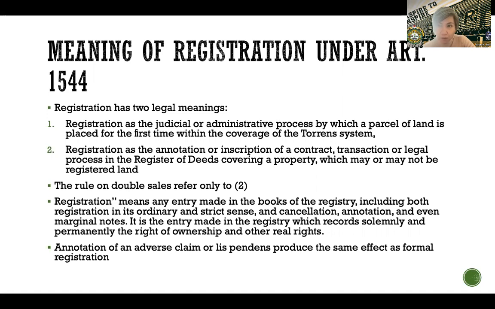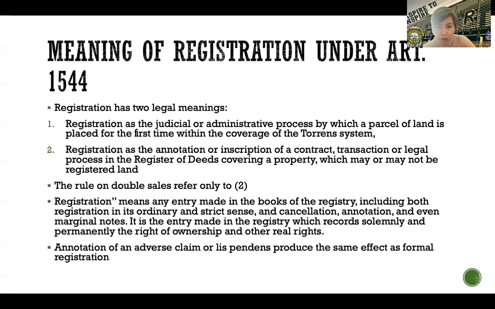So the rule on double sales refers only to number 2. So ang pag-annotate o pag-inscribe. So registration means any entry made in the books of the registry, including both registration in its ordinary and strict sense, and cancellation, annotation, and even marginal notes.